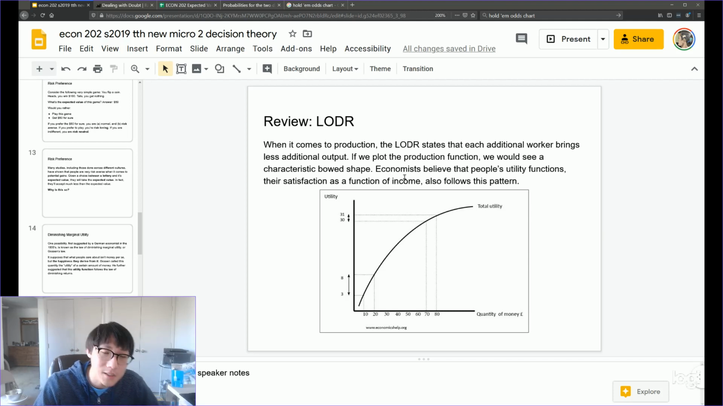And Gossen suggested that people's utility as a function of the amount of money that they have also follows the same pattern. So for example, if I were to give you $10 and you already had $10, your utility would rise by a certain amount. But if I were to give you that same $10 and you already had $70, well, then the amount of additional satisfaction you would derive wouldn't be quite as much. Okay? And I think this kind of makes sense, right?